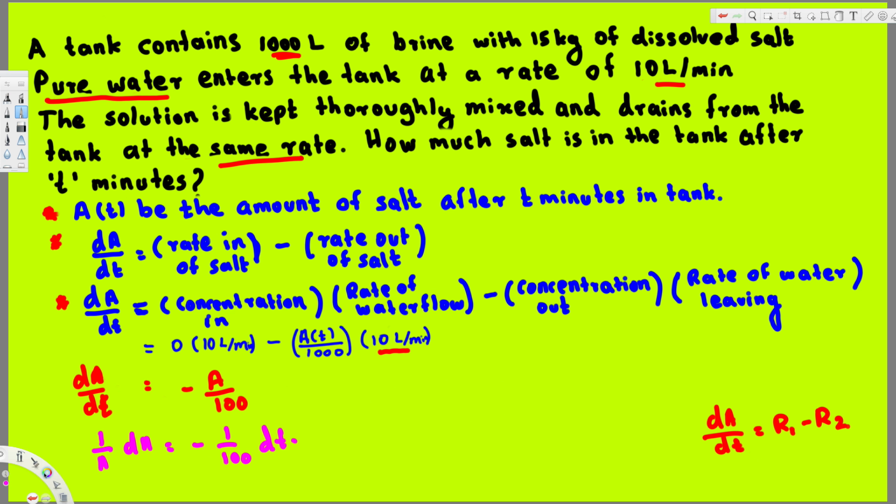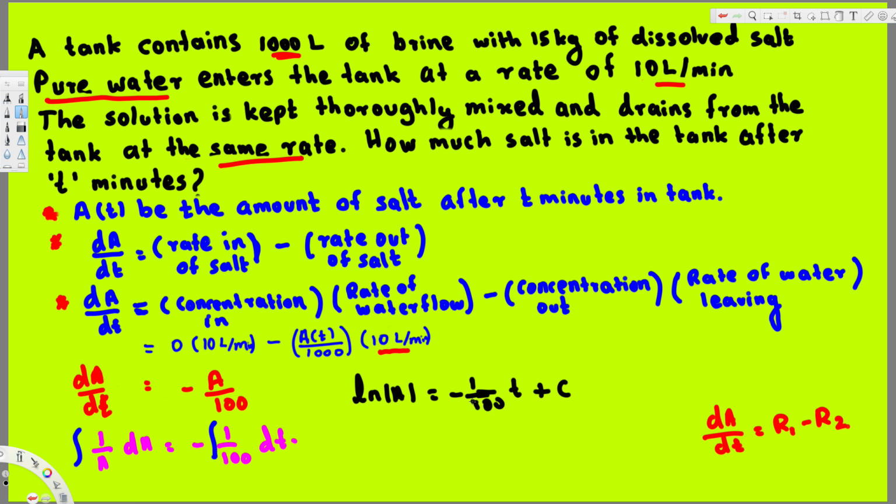Now we have to do the integration, and if we integrate both sides, the integral of 1/A is ln A. So ln A equals -1/100 t, and 1/100 is a constant, so that remains the same, and the integration of dt gives us t, and also we are going to put a constant right here. Now this is our general solution for this differential equation.